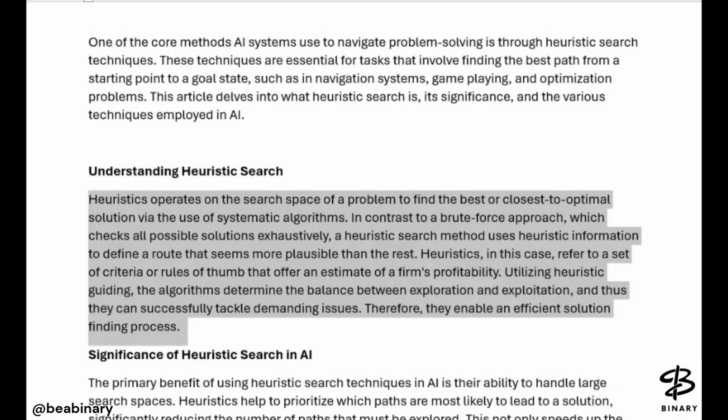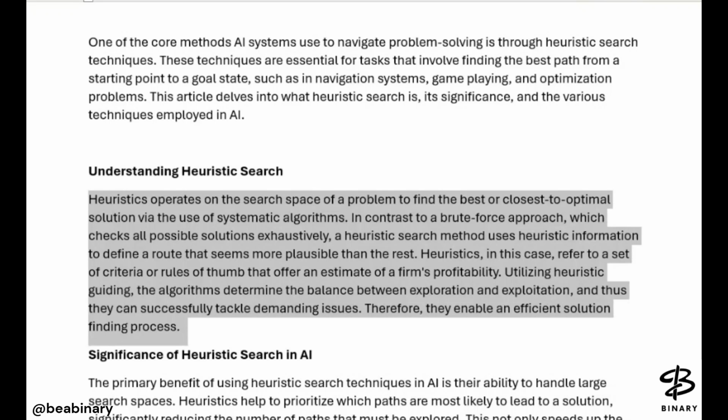And the heuristic in this case refers to a set of criteria or rules of thumb that offer an estimate. अब यहाँ पर क्या मतलब है? Simply the best solution. Utilizing the heuristic guiding, the algorithm determines the balance between exploration and exploitation, and thus they can successfully tackle demanding issues. Therefore, they enable an efficient solution finding process जो कम से कम टाइम में आपको बेस्ट सॉल्यूशन फाइंड करके देगा. So here the balance between exploration and exploitation will be there.